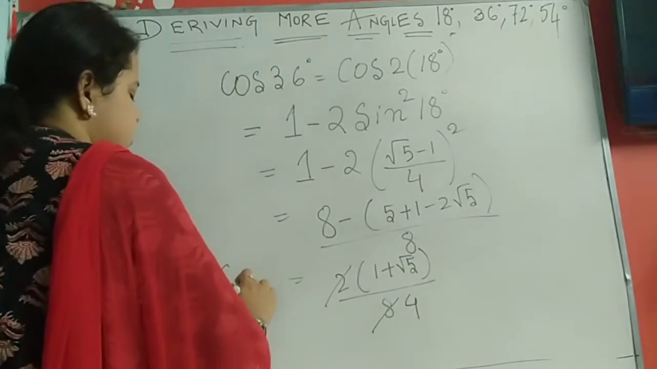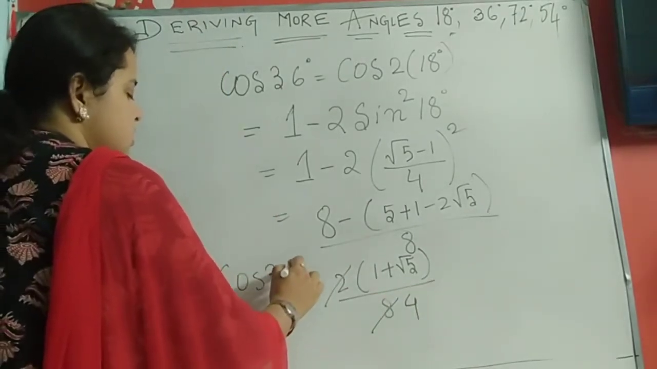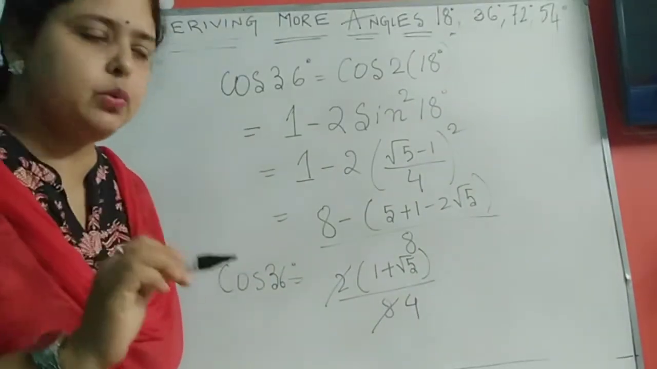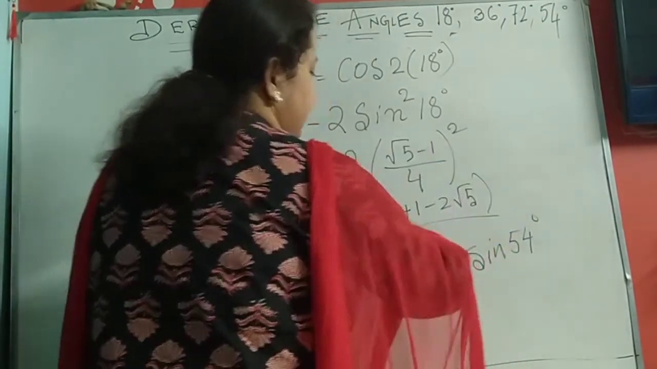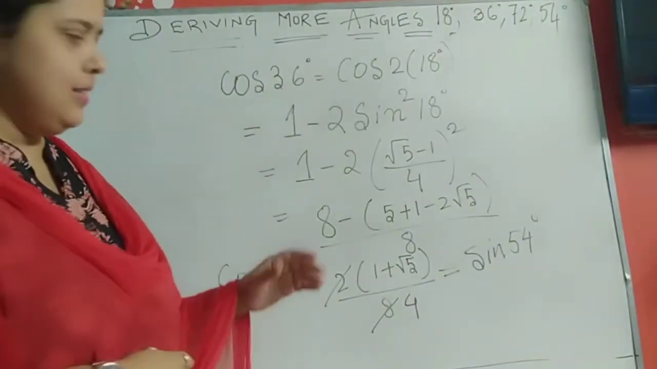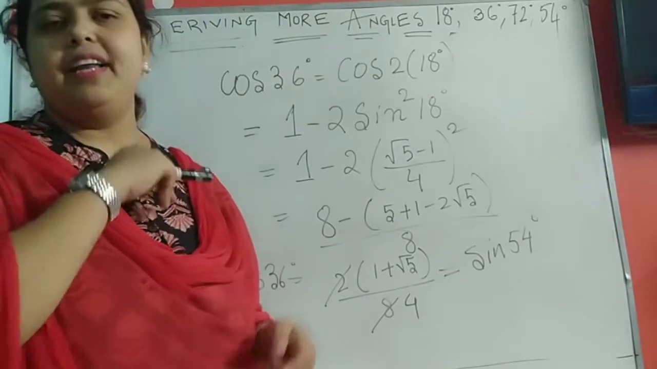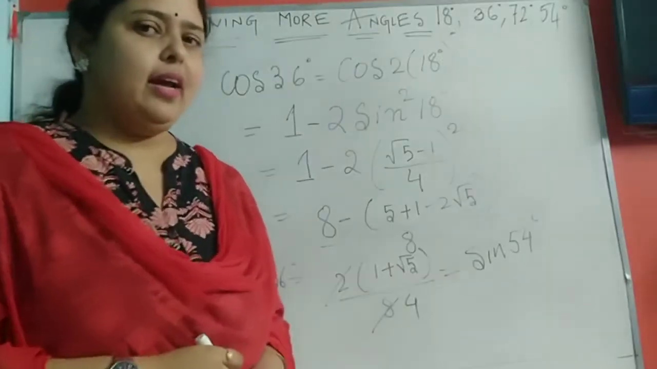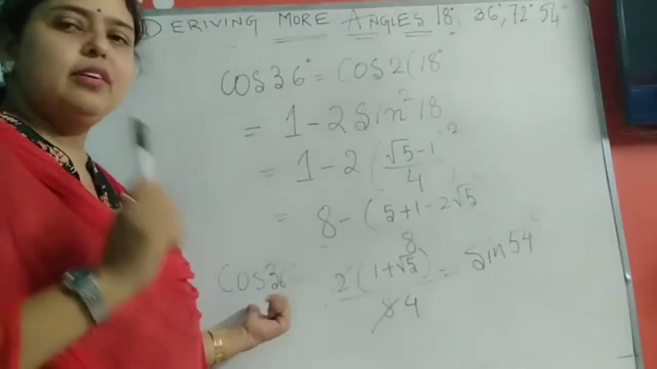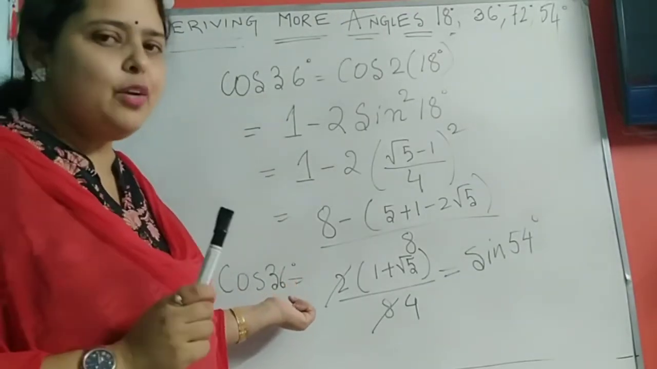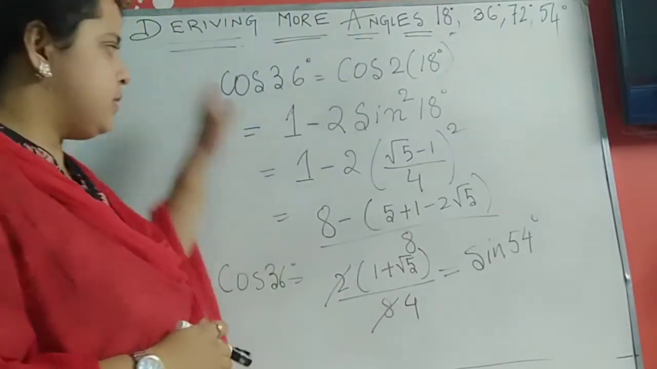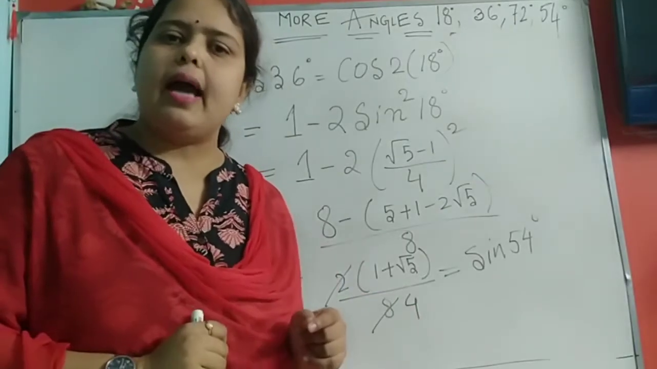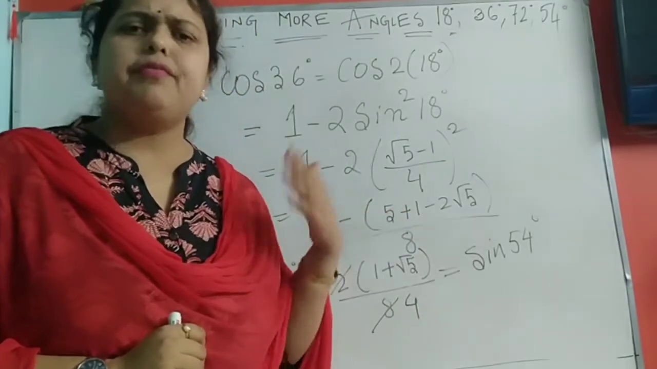So you are getting cos 36 as what? Root 5 plus 1 by 4. And you know, cos 36 means, yes, I know you are definitely thinking the same. Which complementary angle does it match? Sin 54. Now, I would like you all to find out the value of sin 36, and thereby you will be finding out the value of cos 54. Try that. Okay, so this is all about deriving the angles of 18 degrees, 36 degrees, 72 degrees, 54 degrees, etc.